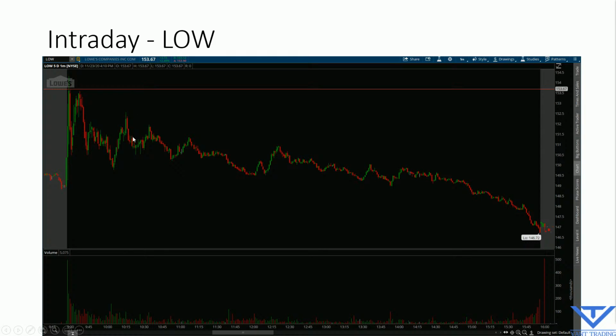You could have used that as a basis to look for a short for the end of the day, and you would have gotten a really nice short off of that. Let's look at another setup.